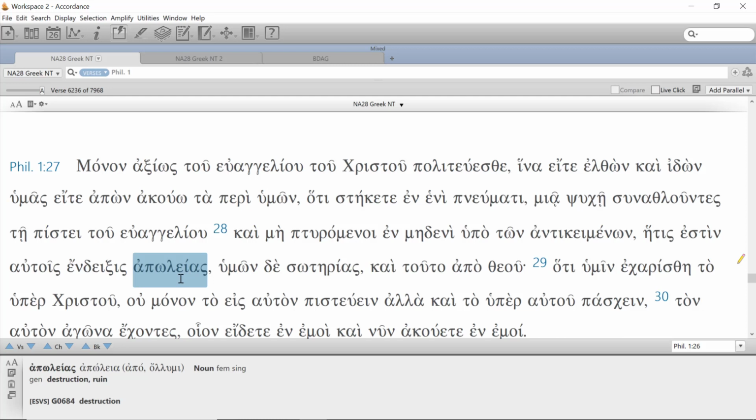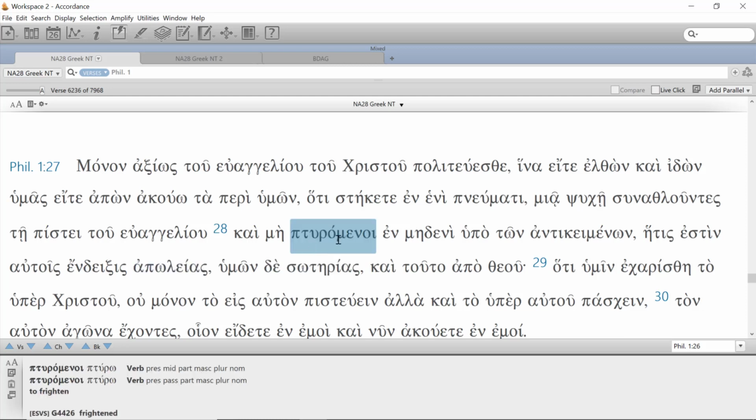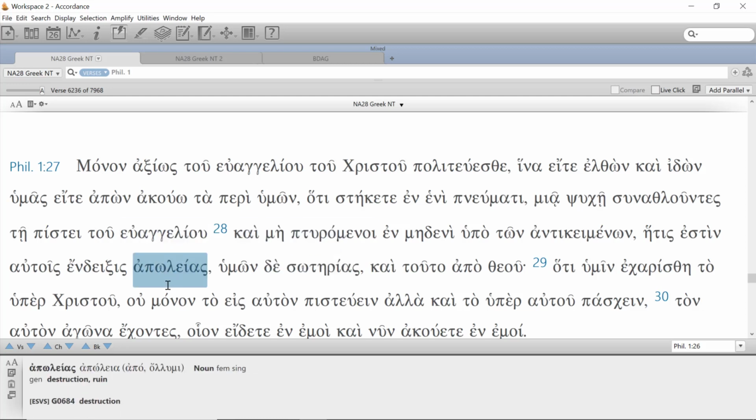So if these citizens of heaven are not afraid by what worldly citizens can do to them, in other words, kill them, crucify them, throw them to the wild beasts in the Colosseum, in some of the worst case scenarios, how is it that they can't be frightened? If they're not frightened, it must be apoleas. The sense is they're out of their minds.